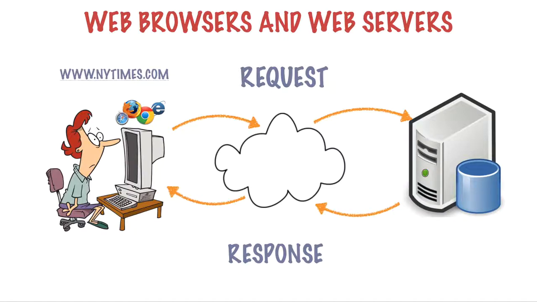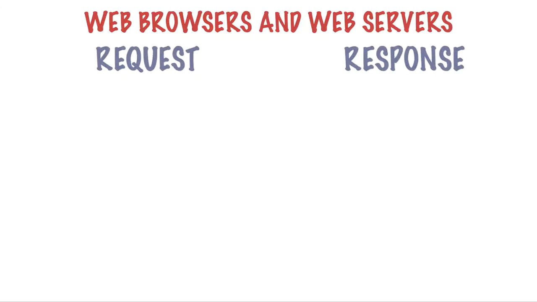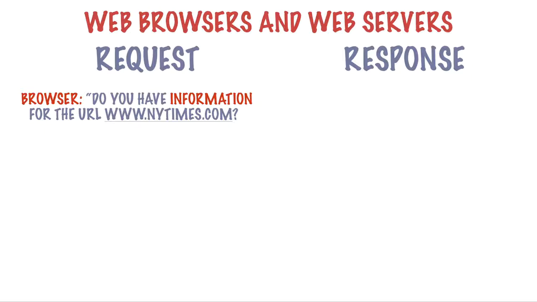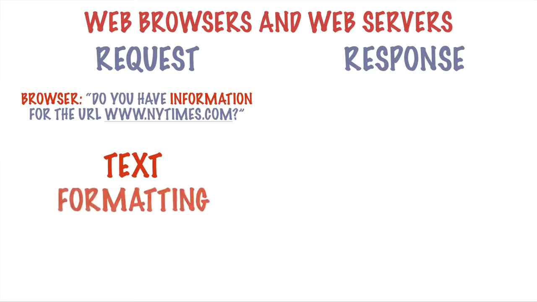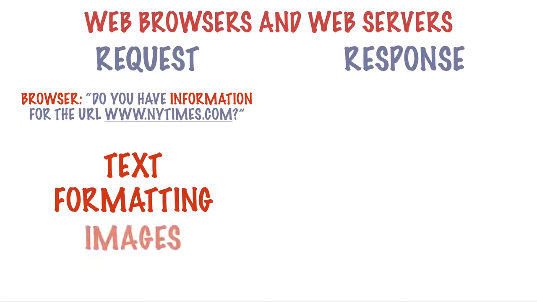What's happening behind the scenes is that my browser is sending a request, and this request basically consists of the browser saying, do you have the information for the URL www.newyorktimes.com? Now the browser is interacting directly with me, and what I expect to see is text with nice formatting, images, maybe videos. That's what the client is expecting to see: text, formatting, images, and videos.